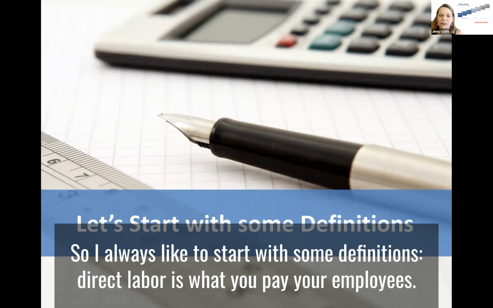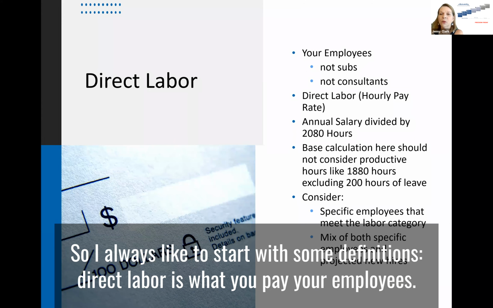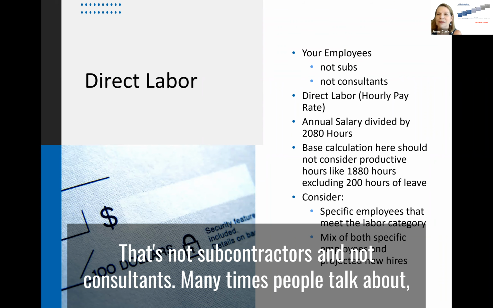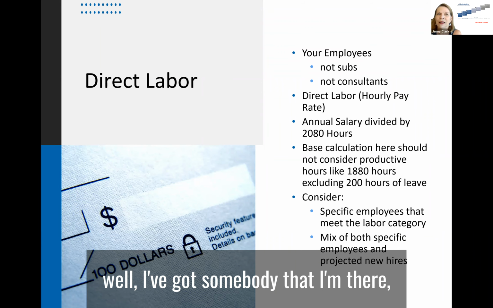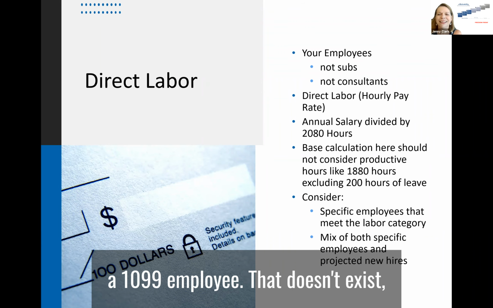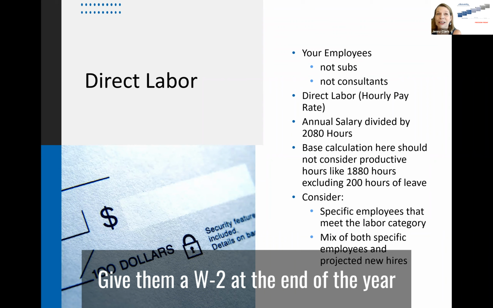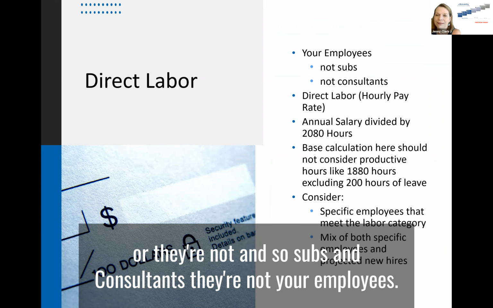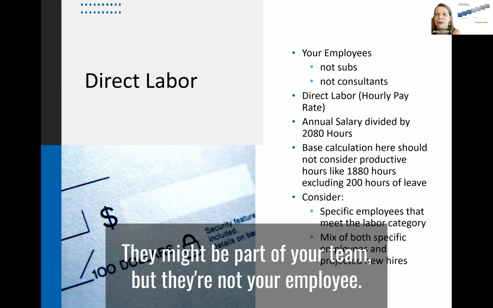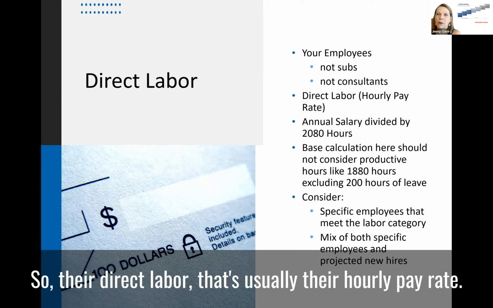So I always like to start with some definitions. Direct labor is what you pay your employees. That's not subcontractors and not consultants. Many times people will talk about, well, I've got somebody that's a 1099 employee. That doesn't exist. They're either an employee that you pay Social Security and Medicare tax on and give a W-2 at the end of the year, or they're not. So subs and consultants, they're not your employees. They might be part of your team, but they're not your employees. So their direct labor is usually their hourly pay rate.